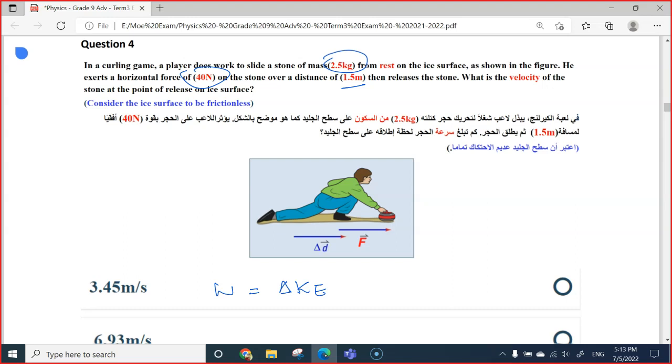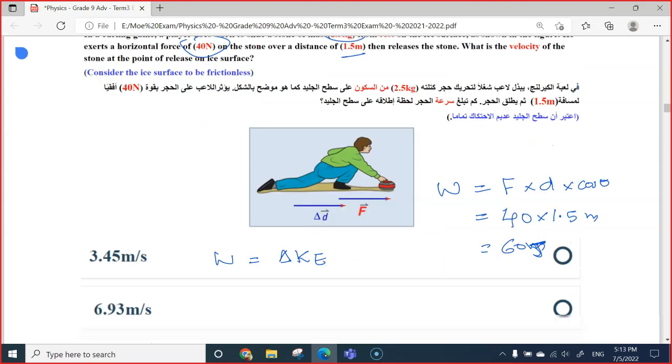Then we can calculate work done. Work done is equal to force multiplied by displacement into cos theta. Here theta is 0 degrees and the value of cos 0 is 1. So we will write F into D. Here the force is 40 Newton, multiplied by displacement 1.5 meter. So this is equal to 60 joule. Okay, 60 joule is the work done.